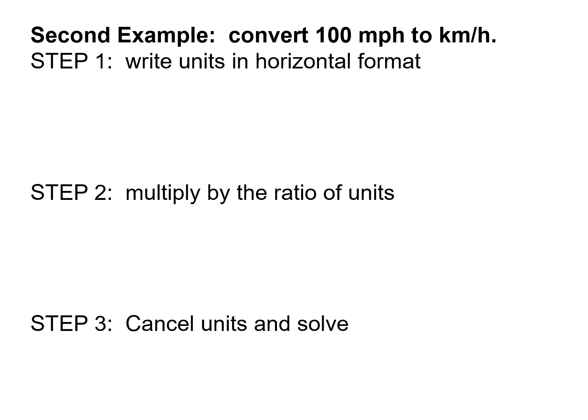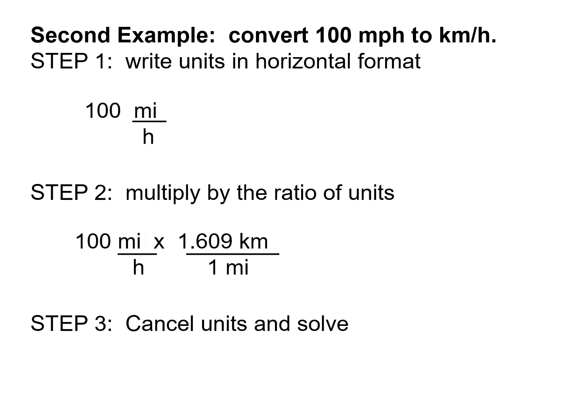So now let's convert 100 miles per hour to kilometers per hour. We already did this. 100 miles per hour times 1.609 kilometers per mile gives us 160.9 kilometers per hour. Hopefully that made sense.